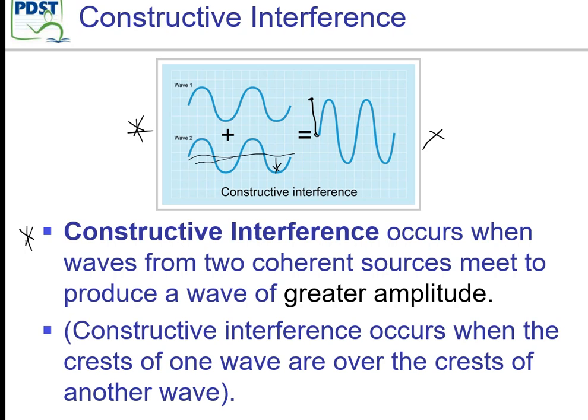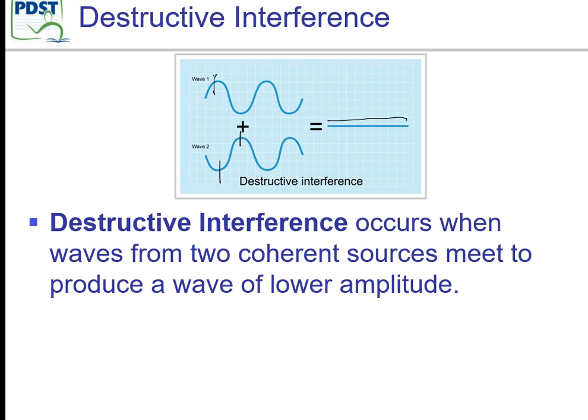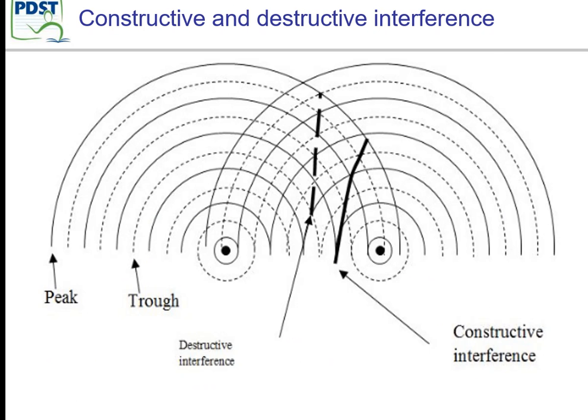While destructive interference occurs when the crests of one wave are over the troughs of the other wave, so they cancel each other. This is what is happening. You can see crest versus trough, trough versus crest. They cancel each other to make just no wave at all. So this is what we are saying.